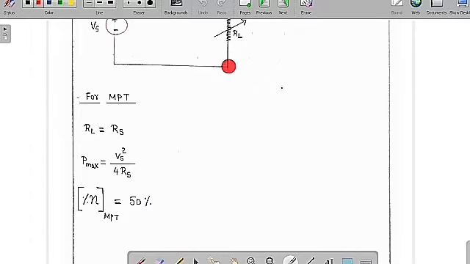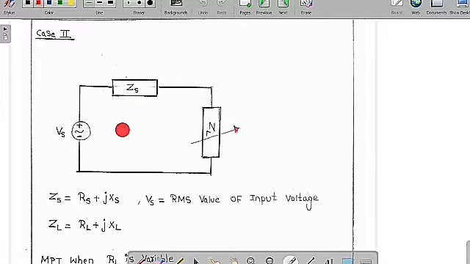That means at the maximum power transfer condition, the power consumed by the load is always equal to the power consumed by the internal resistance. Suppose now we consider the AC case. So this is the AC source. Vs is the RMS value. Generally in the examination, if they do not specify whether it is a maximum value or RMS value, then by default it indicates the RMS value.